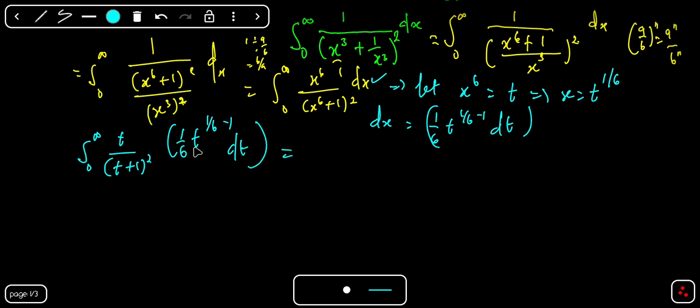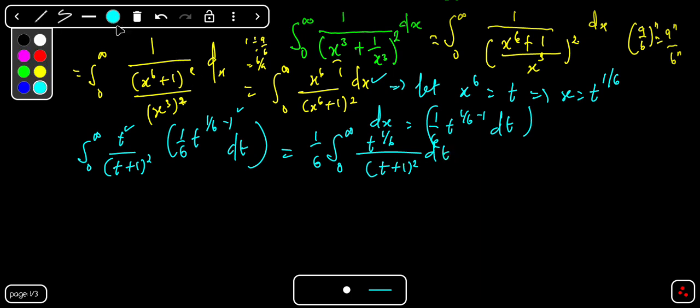So we can factor out 1 over 6. So we have 1 over 6 times the integral from 0 to infinity of t multiplied by t raised to the power of 1 over 6 minus 1. If we apply the law of indices, that will give us t raised to the power of 1 over 6, over (t plus 1) raised to the power of 2 dt.